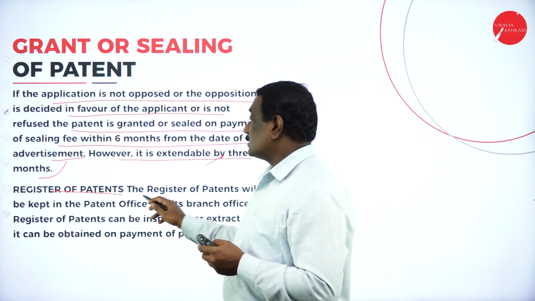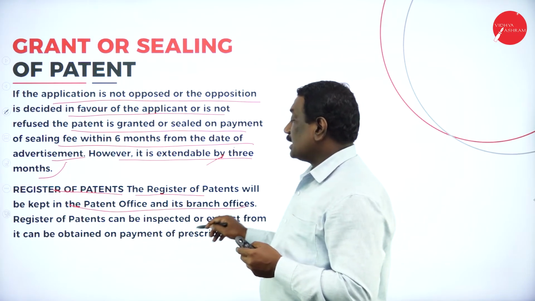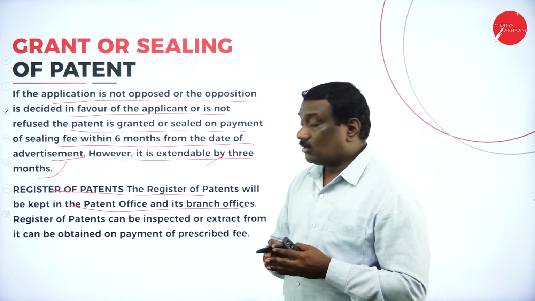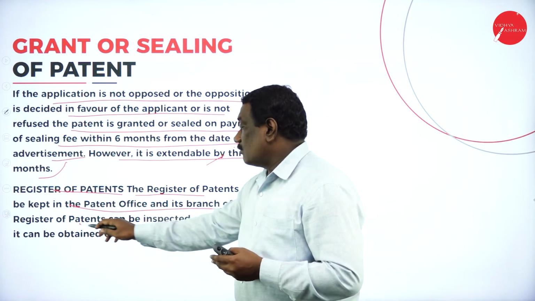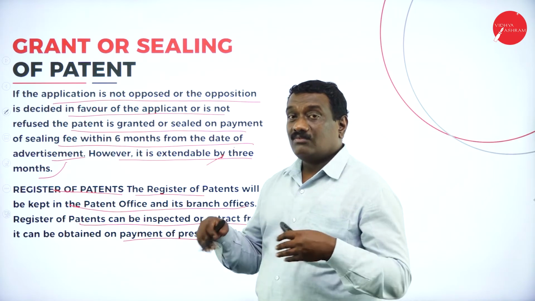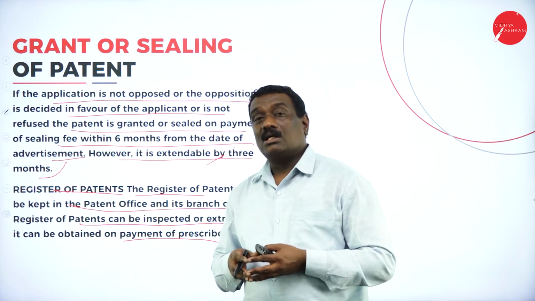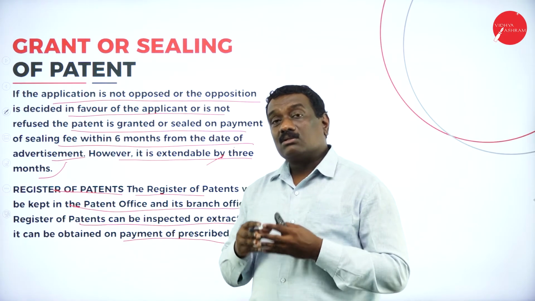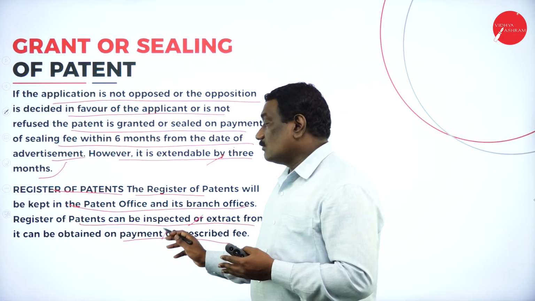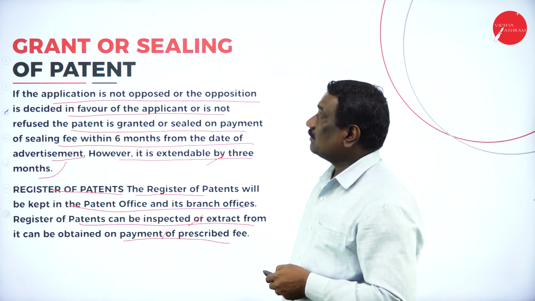Now, register of the patents. The register of the patents will be kept in the patent office and at its branch offices. The register of patents can be inspected, or extracts can be obtained, on payment of the prescribed fees. So if anyone wants to look into the register to see which companies' products have been patented, it is open to the public, and they can inspect it. If they want an extract or a copy, they can obtain it by paying the prescribed fees.